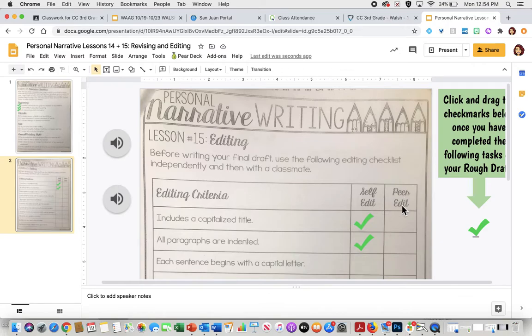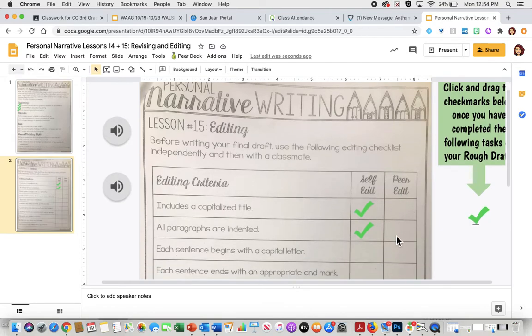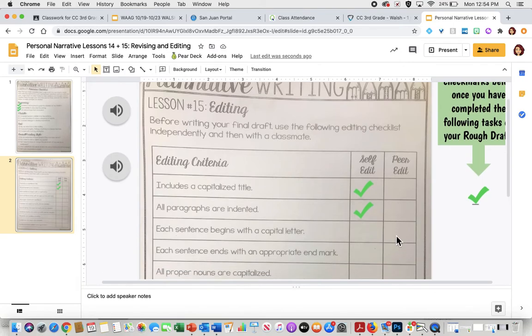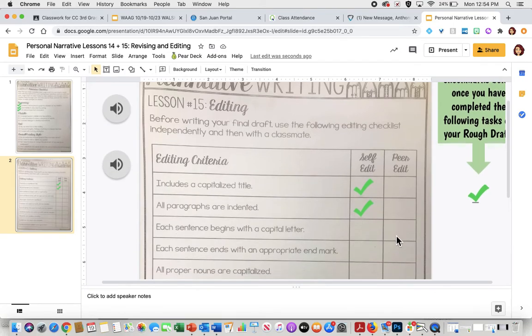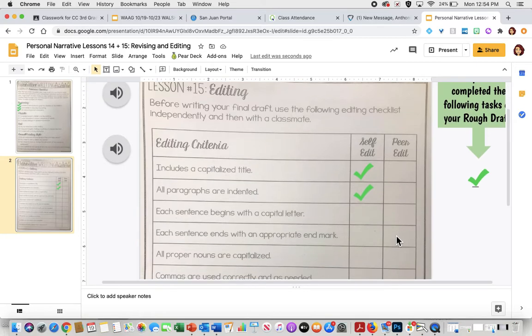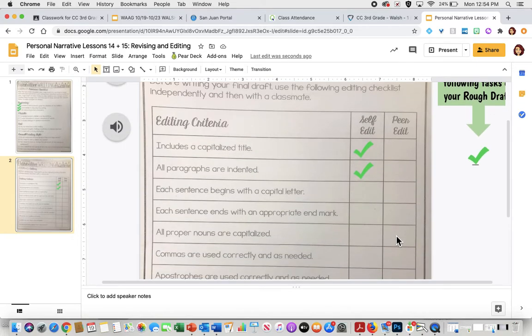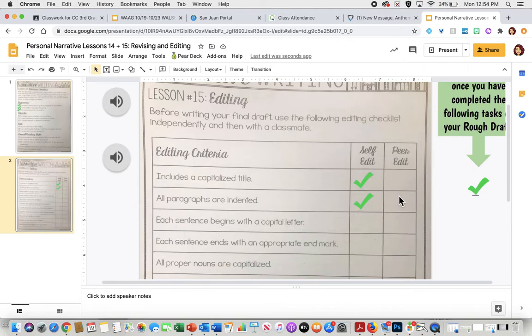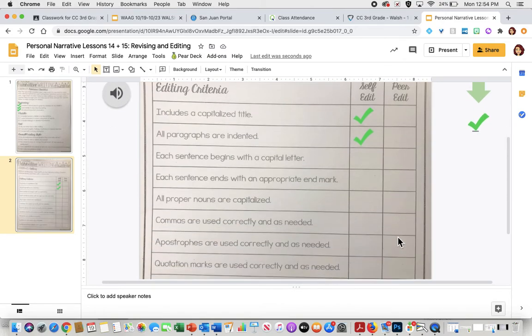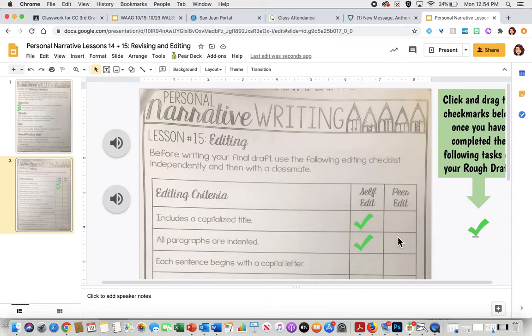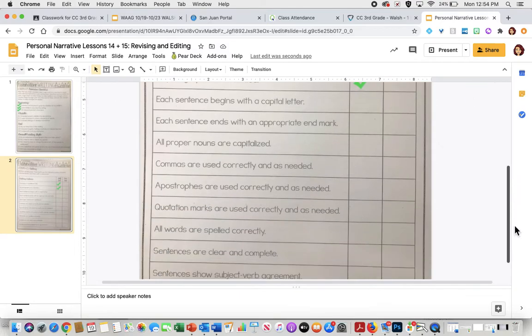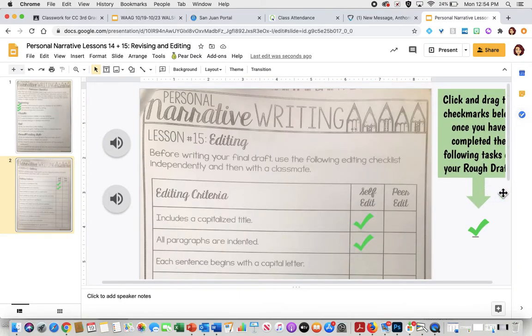So someone that can peer edit your writing could be an older sibling, older brother or sister. It could be stepmom. It could be stepdad. It could be mom, dad, aunt, uncle, grandma, grandpa, cousins, just as long as it is someone that is older than you, they can go ahead and look at your writing for you. And that is going to be it for your jobs today. You're going to be just working on editing and revising, making it the best you can possibly do, so that when it comes time for our final draft, you guys will be good to go.